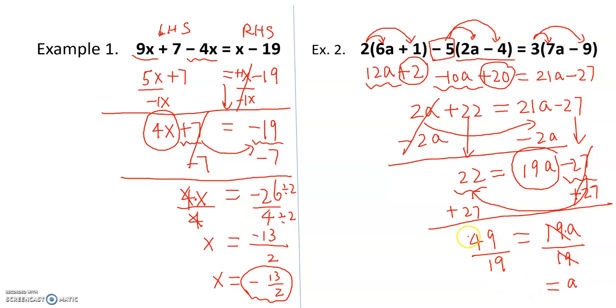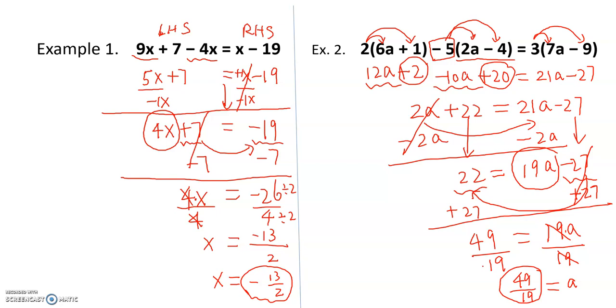And notice the only number that can go into 49 is 7. But 7 doesn't go into 19. And 19 is a prime number, so nothing can go into 19 except 1 and 19. But 19 doesn't go into 49. So we know this is already reduced. So when you get a fraction as an answer, make sure your answer is always reduced.